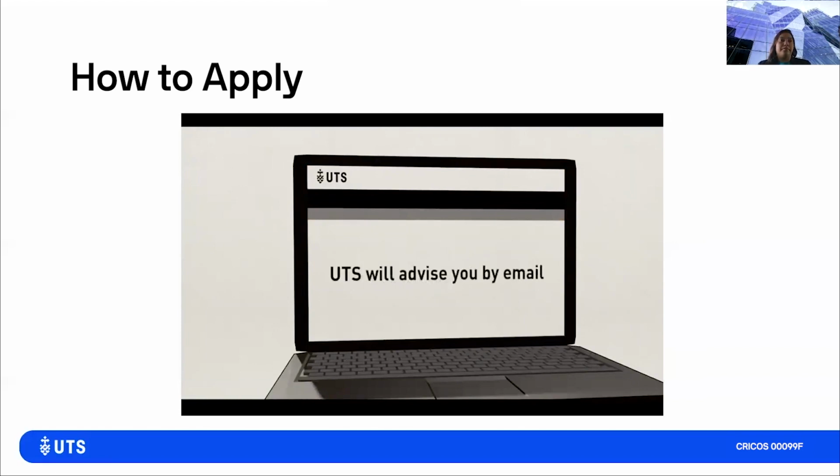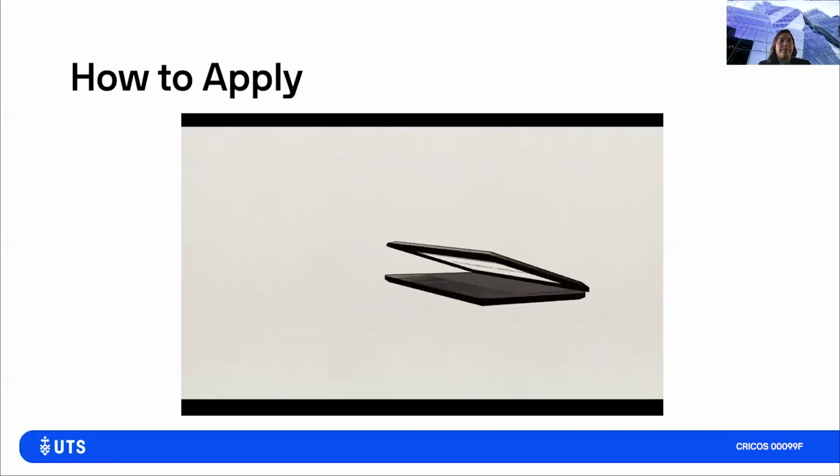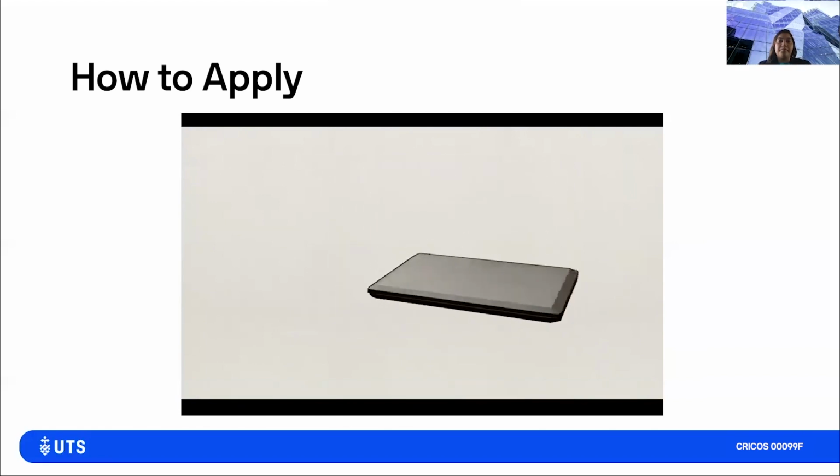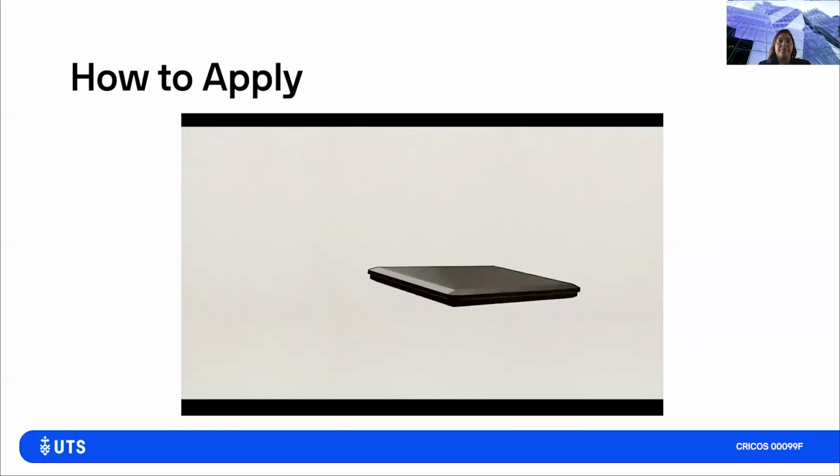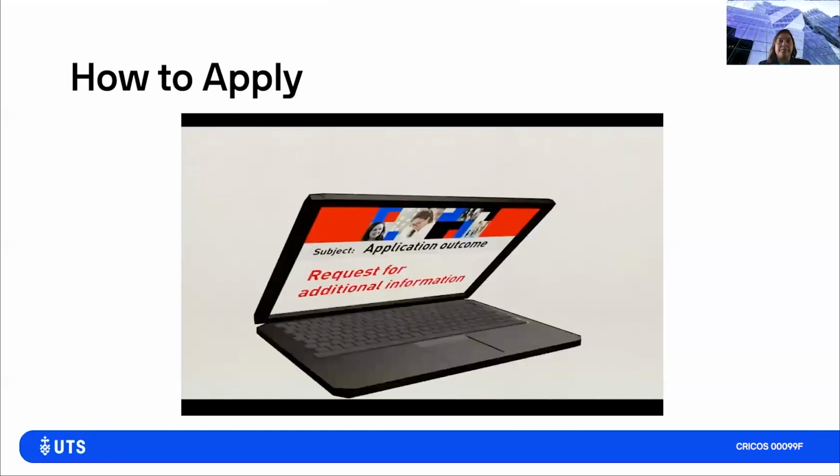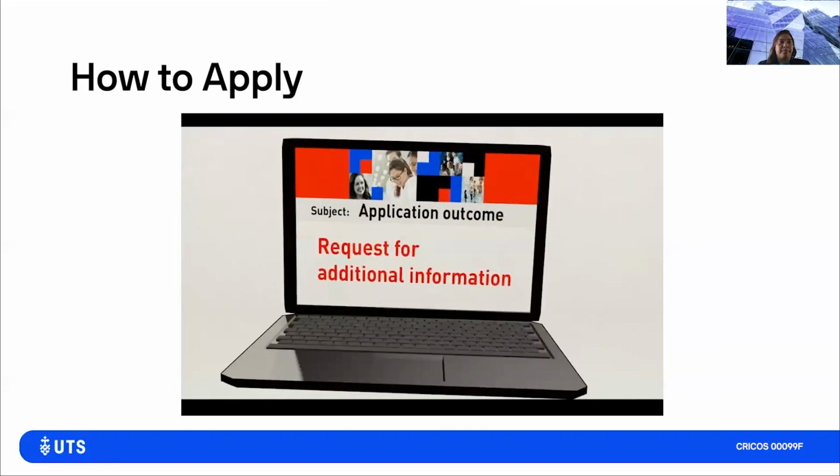UTS International will advise you by email of your application outcome. Once your application is assessed, UTS will contact you. At this stage, you may be asked to provide further information or evidence to support your application. If you have been accepted, you will receive an offer and information about how to accept your offer.